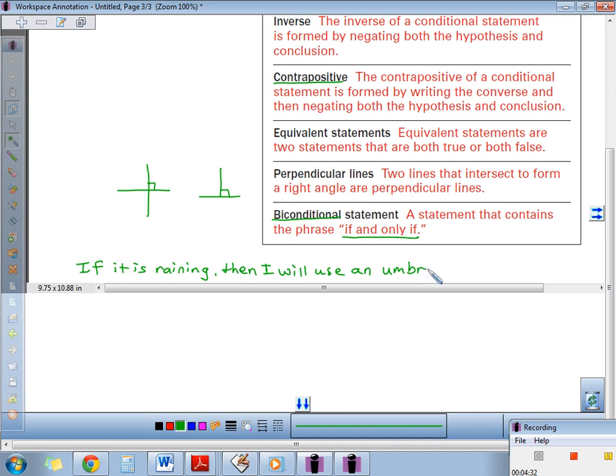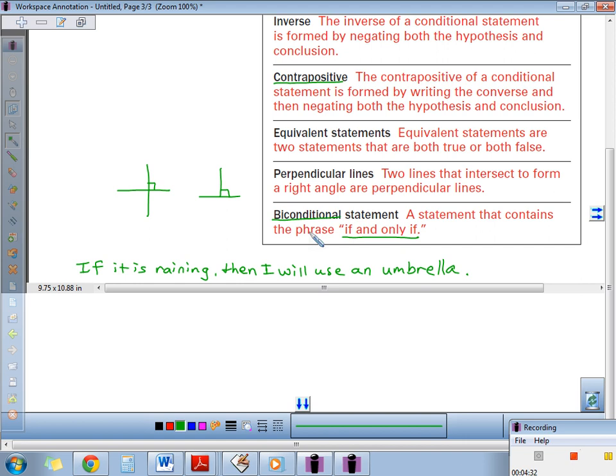Write that down real quick. If it is raining, then I will use an umbrella. Pretty simple little statement. What we're going to do is take this conditional statement, this if-then statement, and write it as a biconditional.